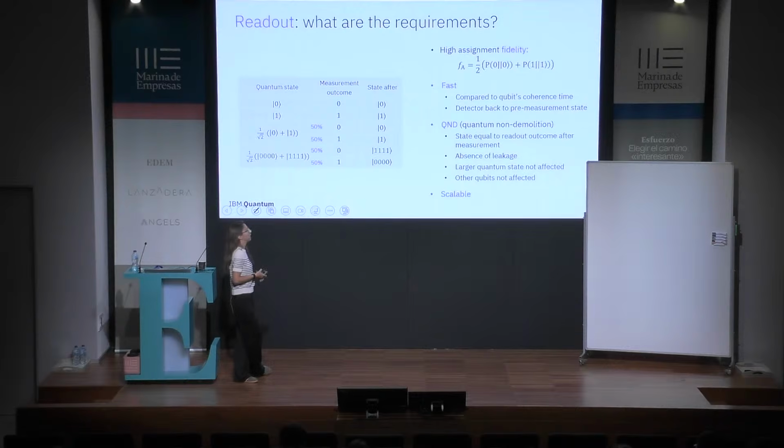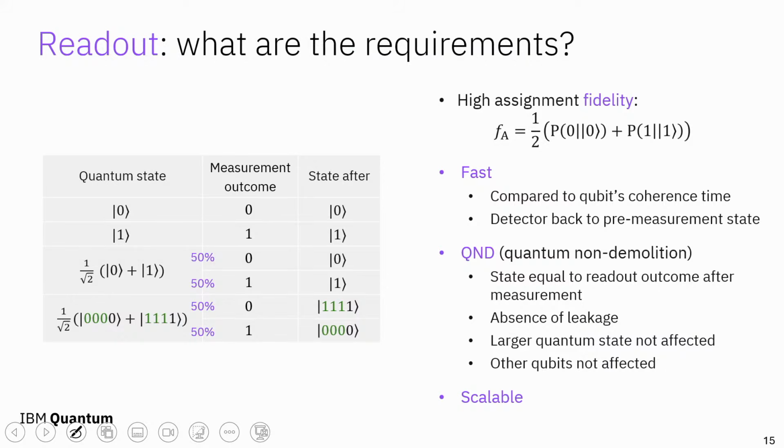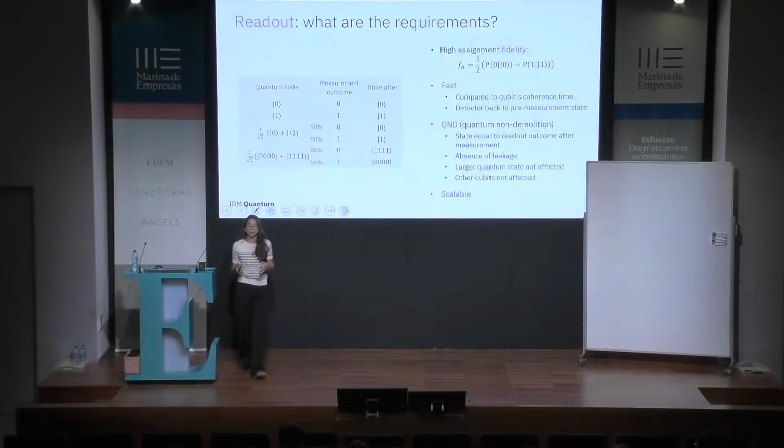What do we need for readout in general for any platform? So we need our readout to have high assignment fidelity. Assignment fidelity describes the fact that if we have our qubit in a quantum state 0, we would want to measure it, keep it in 0, and obtain a result of 0. If we have a quantum state of 1, we would want to measure an outcome of 1. And if you have some superposition, you would want, with the corresponding probabilities, to either measure 0 or 1. The assignment fidelity measures exactly that.